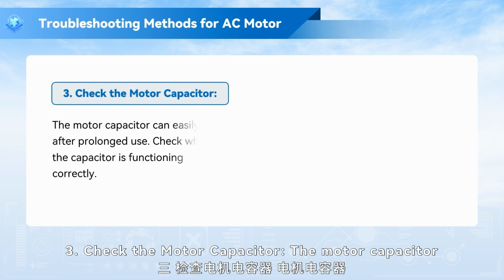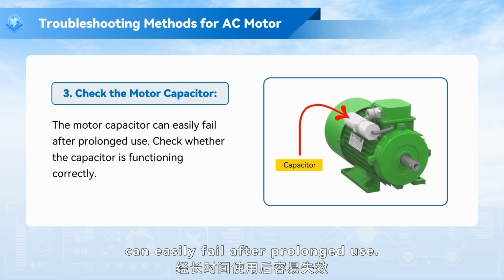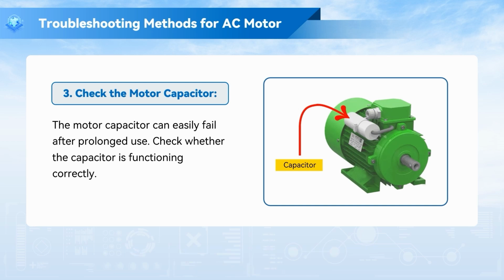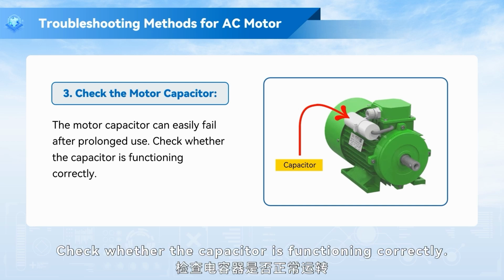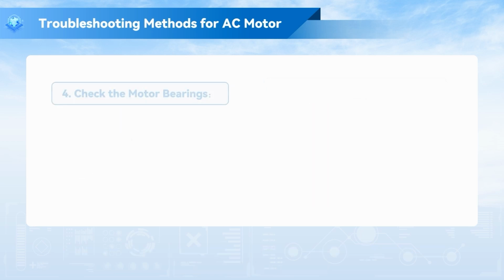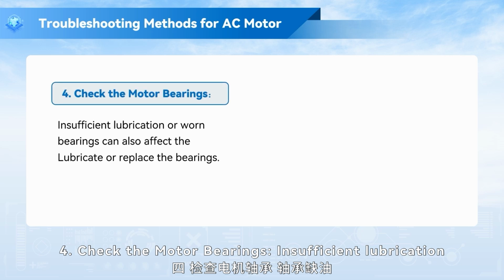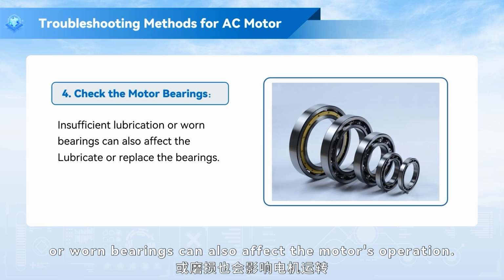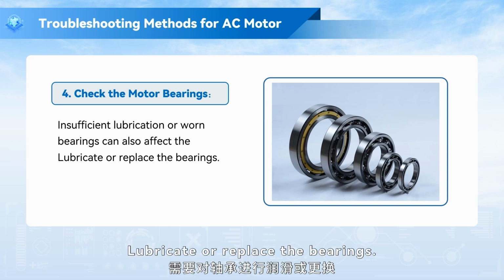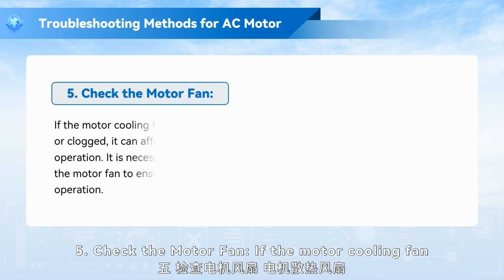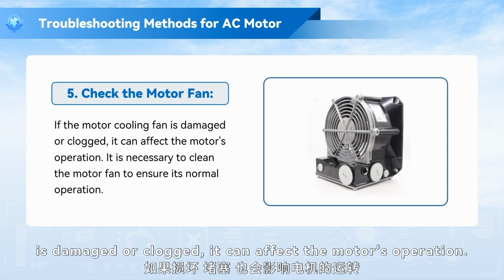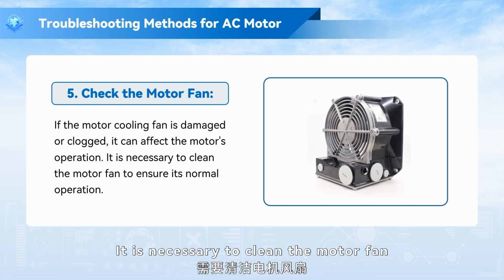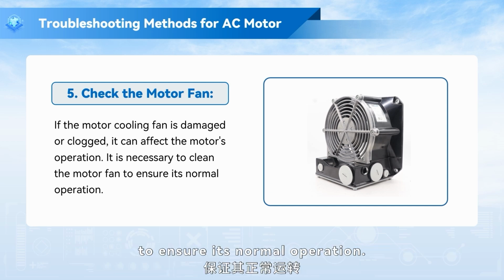3. Check the motor capacitor. The motor capacitor can easily fail after prolonged use. Check whether the capacitor is functioning correctly. 4. Check the motor bearings. Insufficient lubrication or worn bearings can also affect the motor's operation. Lubricate or replace the bearings. 5. Check the motor fan. If the motor cooling fan is damaged or clogged, it can affect the motor's operation. It is necessary to clean the motor fan to ensure its normal operation.